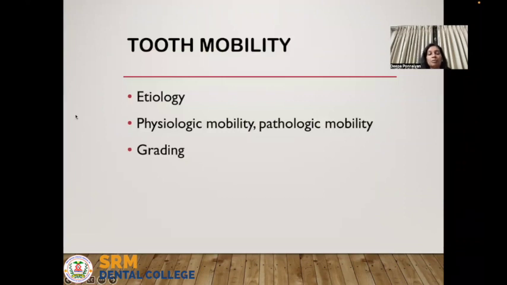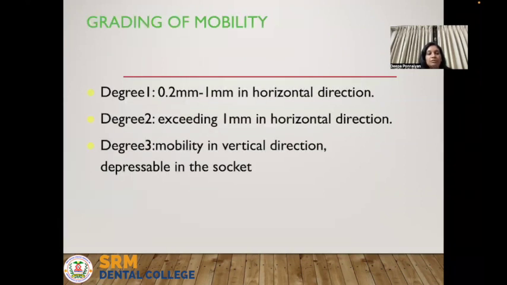Next, we check for tooth mobility. We need to know the underlying causes for tooth mobility. What causes this? What is physiologic mobility, pathologic mobility, and you also have to grade your tooth mobility. So how do you check for tooth mobility? You check whether the mobility is very minimal. If it is minimal horizontal mobility, we say it is degree 1. If it is more than 1 mm, it is degree 2. And if it is mobility in the vertical direction, we call it degree 3 mobility.